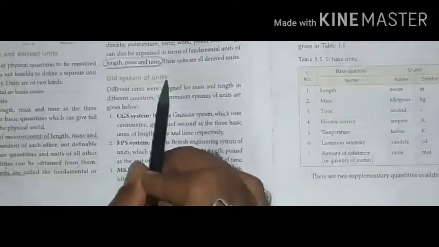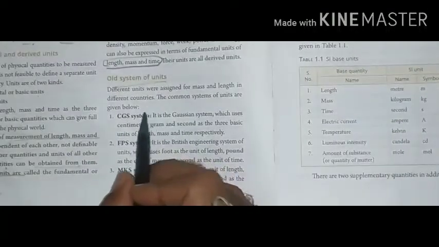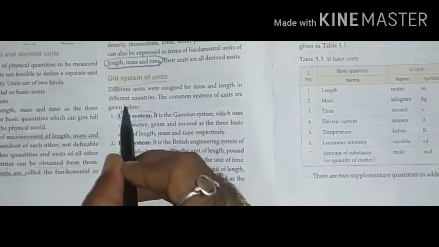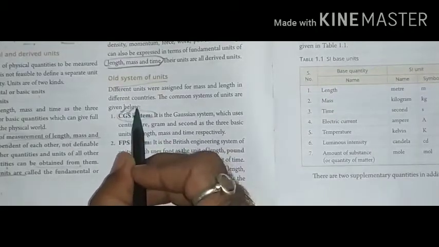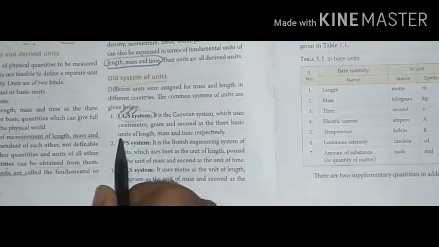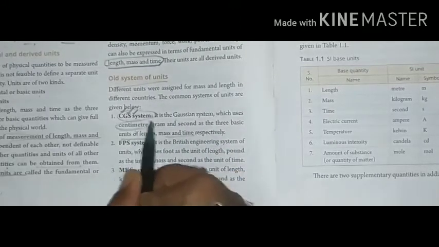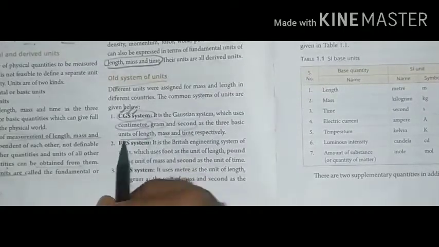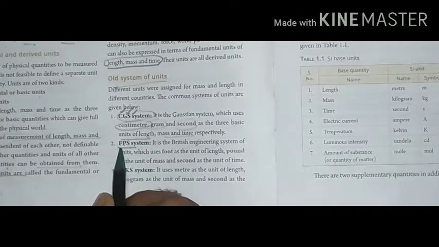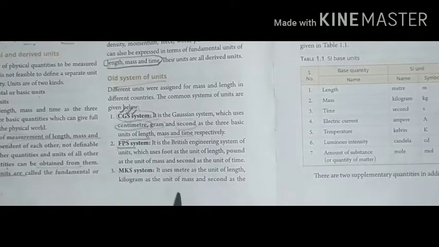All systems of units. We have studied the CGS system. What is the CGS system? C for centimeter, G for gram, and S for second. It is a Gaussian system, which has the basic units of length, mass and time: centimeter, gram and second. FPS means foot, pound, second.